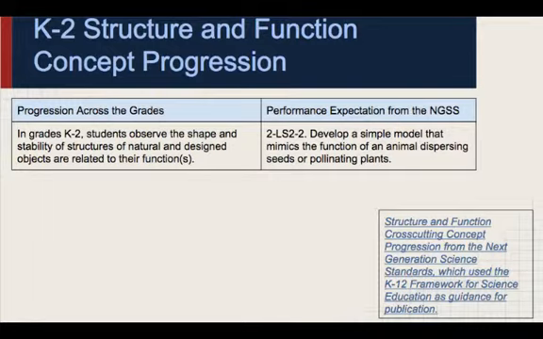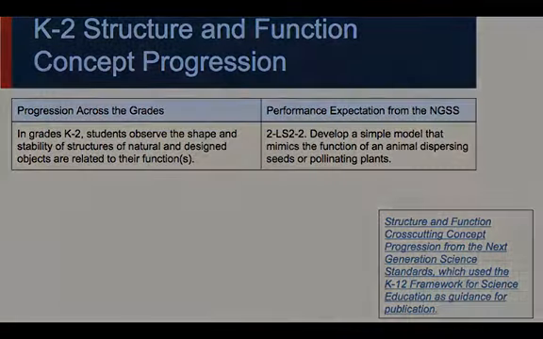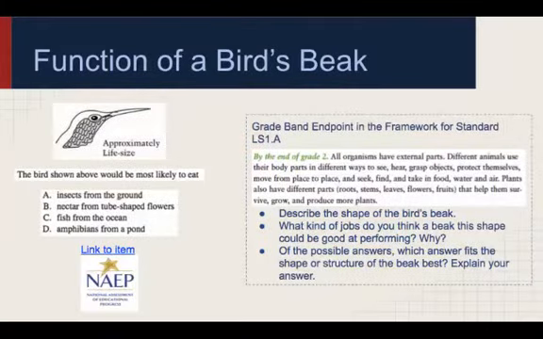Progression across the grades. In grades K-2, students observe the shape and stability of structures of natural and designed objects are related to their functions. They are to develop a simple model that mimics the function of an animal dispersing seeds or pollinating plants. Released NAEP items in this presentation are aligned with one grade band, but many of them could fit with different grade bands to meet the standards. We had to pick one, but be creative.